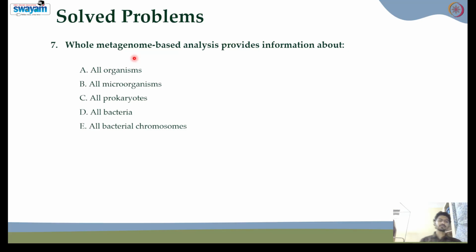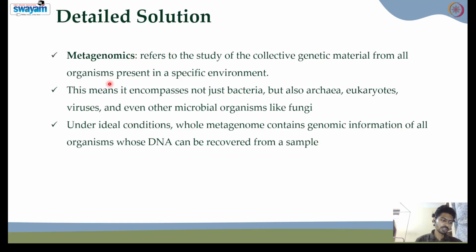Now we will see the answer. Option A is the correct answer. Why? Before that, you need to understand the term metagenomics. It refers to the study of all the genetic material from all the organisms. If you are taking an environmental sample, it will contain all the organisms. It may include some plant samples also. So metagenomics studies all the genetic material from all the organisms that are present in the specific environment.